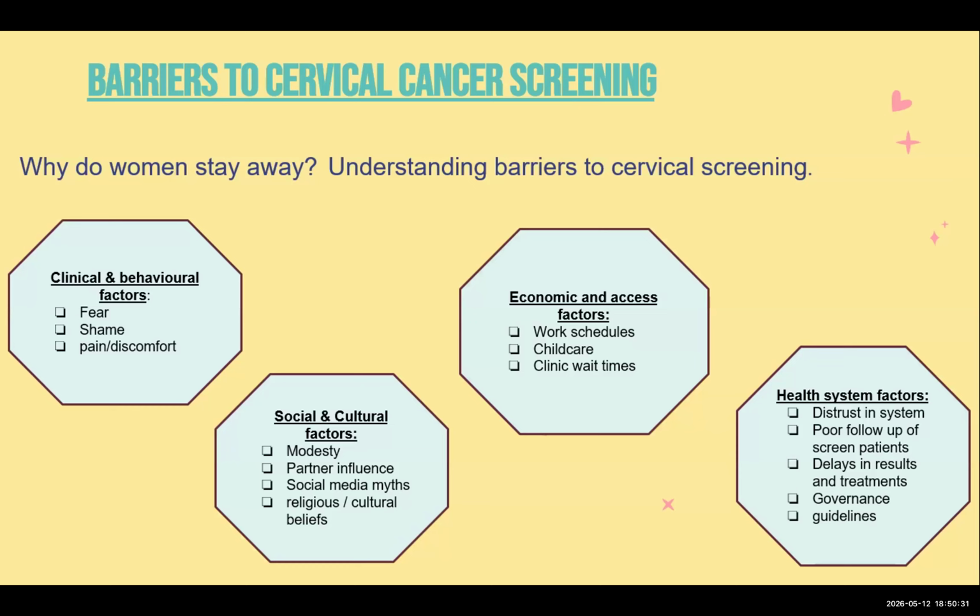For the health system factors, usually, again, there is poor follow-up of screened patients. Because of the frequent visits, they are lost to follow-up, and there is delay in results, right? So there's a low uptake. Low uptake is also a systems problem. Major barriers would include no population register, a weak invitation system, insufficient monitoring of participation, poor follow-up of screen-positive patients, and delays in treatment.